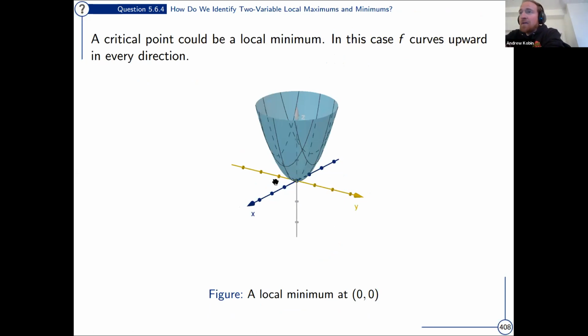On the other side, before we put a little more words and formulas to this, we could have a critical point that's a local minimum. And what this would mean is that, well, it's the smallest value compared to nearby points. And in this case, the curves that we draw through our point that lie on the surface will have to curve upwards in all directions. This is an example in the picture of a local minimum at the origin.